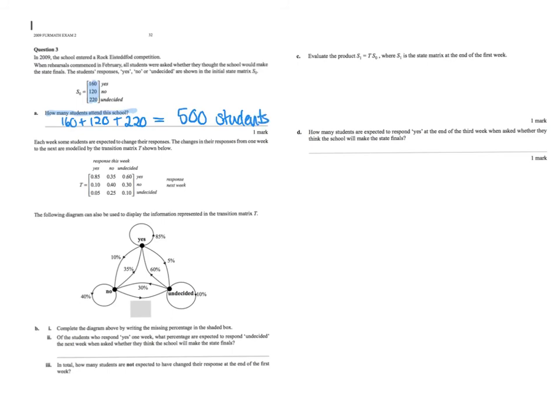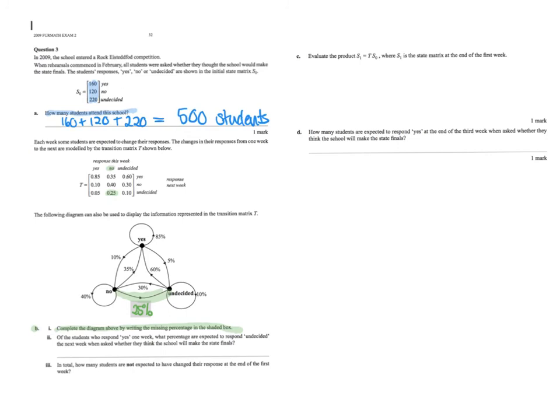Okay, each week they change their responses, and here we've got a transition. Now the following diagram can be used to display it, and they've got one missing, and they want me to fill that in. So be careful, don't miss this question. It says complete the diagram. Lots of kids miss it because it doesn't have a line underneath it to answer. So I'm going from no to undecided. So from no to undecided, that's 25%. So I pop that in there, get my answer. All right, the next question.